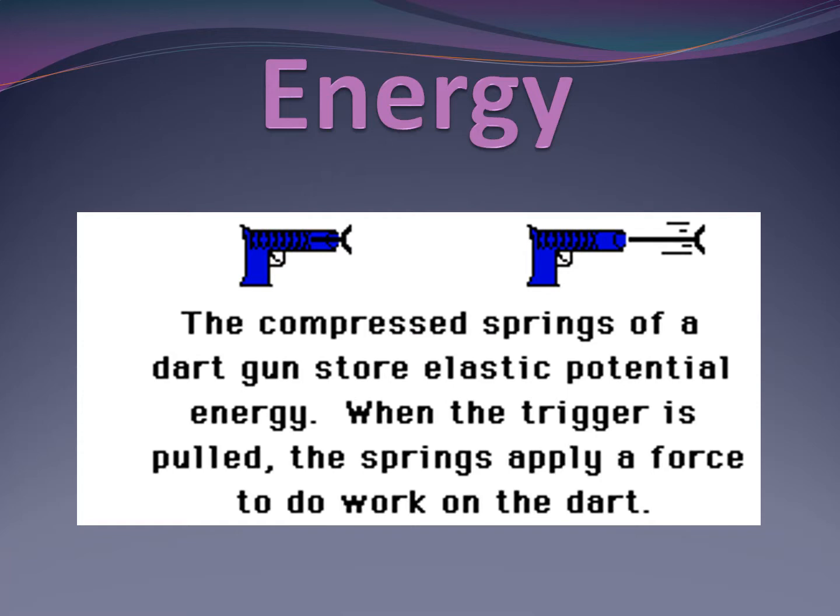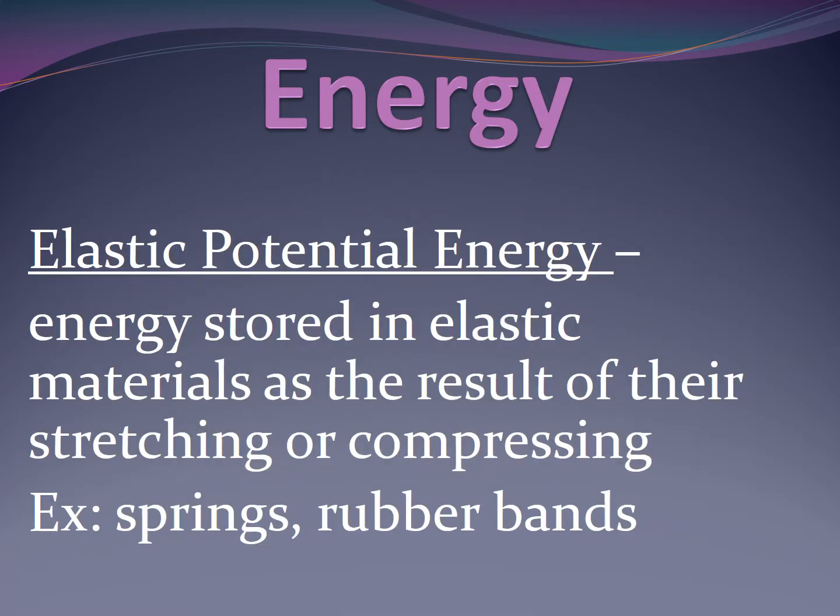So the compressed springs of a dart gun store elastic potential energy. So when the trigger is pulled, the springs apply a force to do work on the dart, and that causes a movement. So elastic potential energy is energy stored in elastic materials as a result of stretching or compressing.